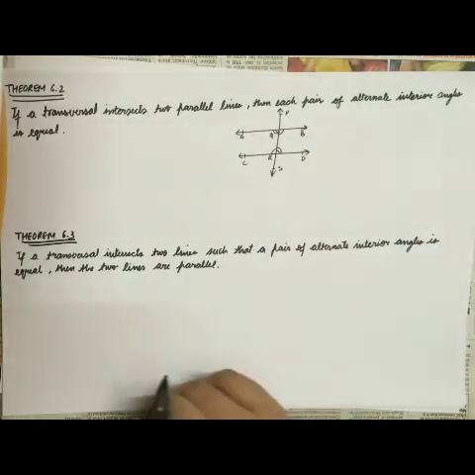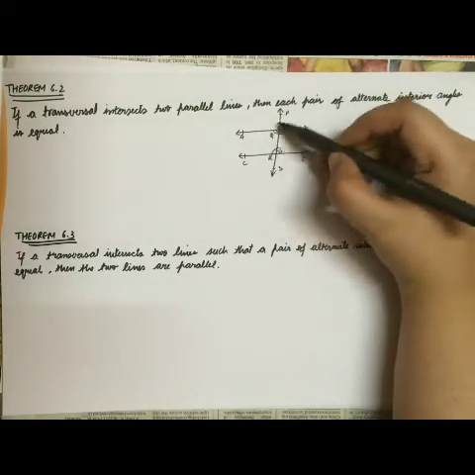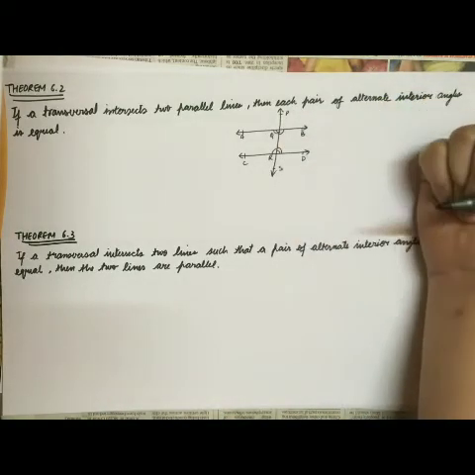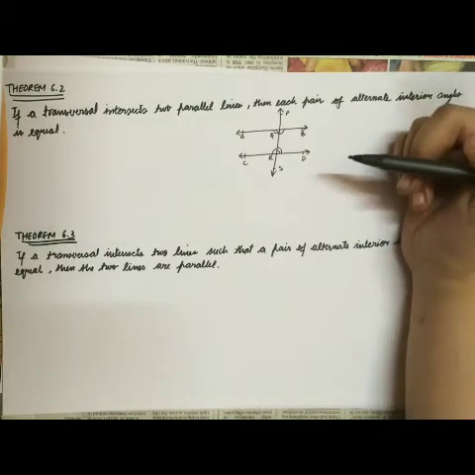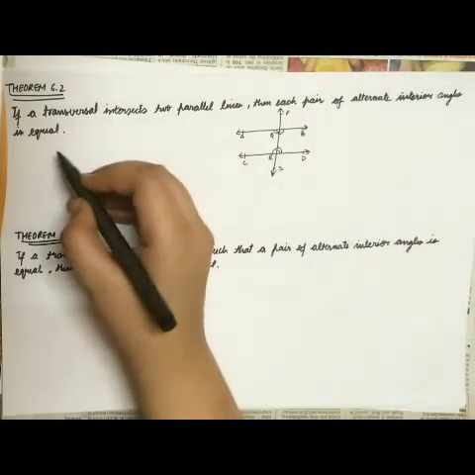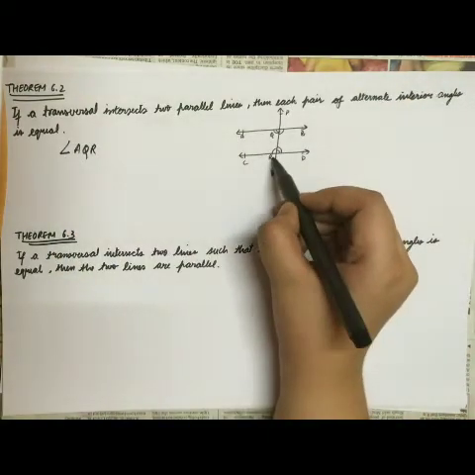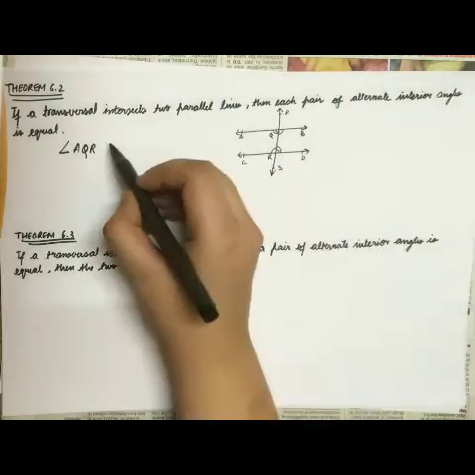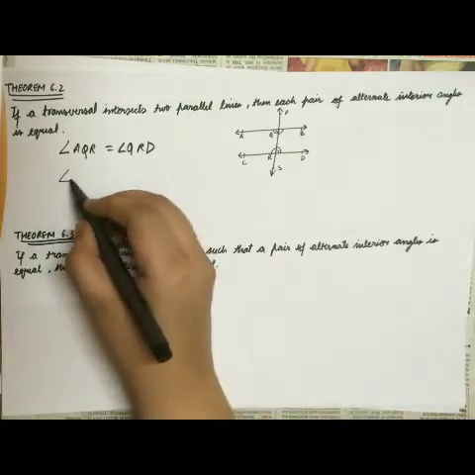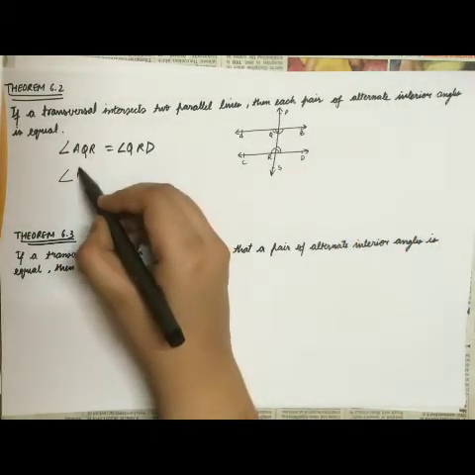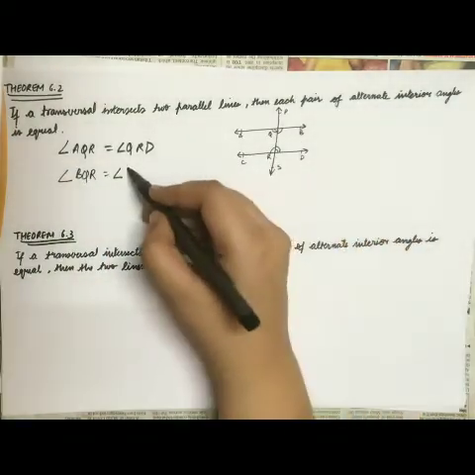Next we have theorem 6.2, which states if a transversal intersects two parallel lines, then each pair of alternate interior angles is equal. Alternate interior angles means angle AQR is equal to angle QRT, and similarly angle BQR is equal to angle QRC.